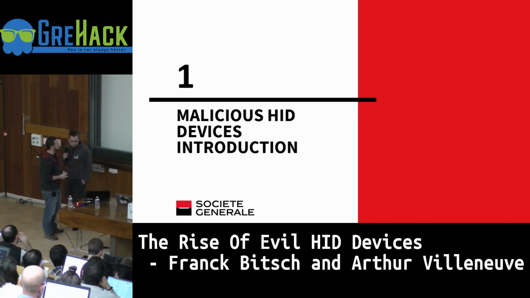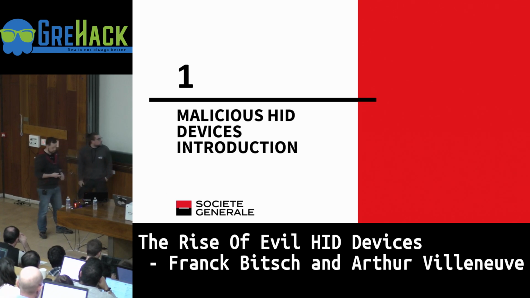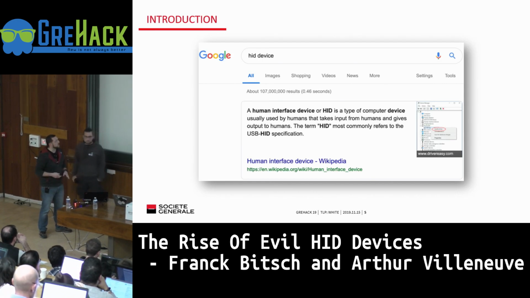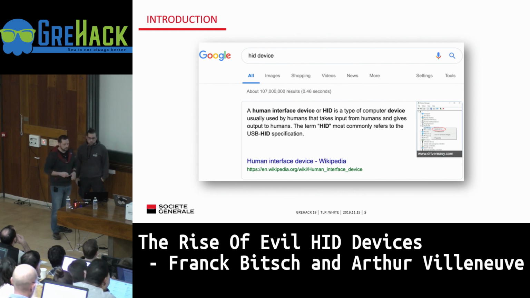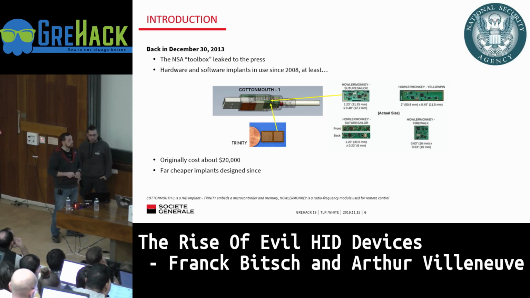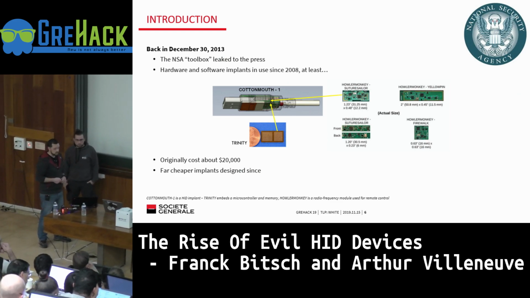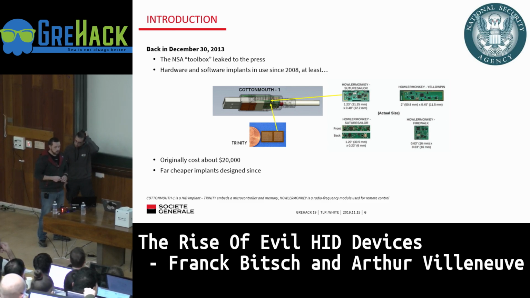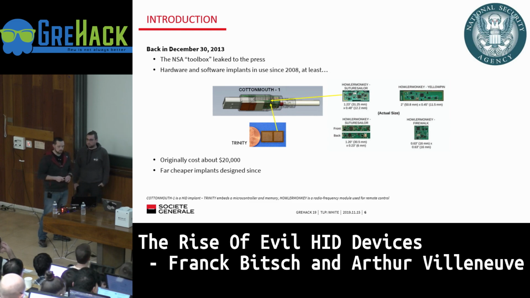Okay, so a little introduction with some definition and context. HID stands for Human Interface Devices. Basically, it's a keyboard, mouse, joystick, anything you can use to send input to a machine. Almost 6 years ago, a toolbox of the NSA was leaked to the press, and we discovered that they used for almost 10 years an HID implant called Cottonmouth.